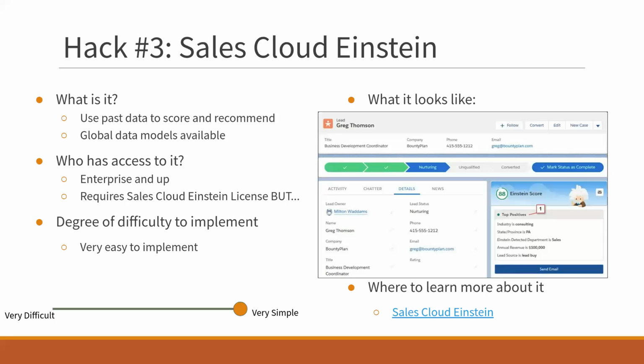You can also tell it what to ignore. If there are fields on the record that you don't want it to include in the scoring model, you can exclude that. Maybe title doesn't matter to you at all, and you could say, don't add that into the score. Let's go to the next slide.